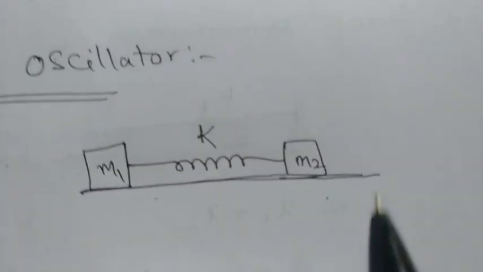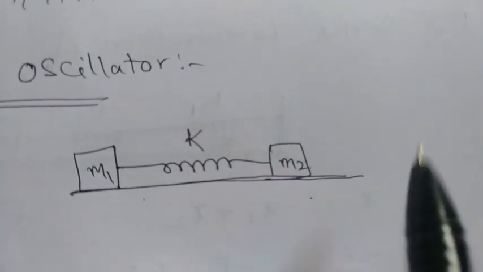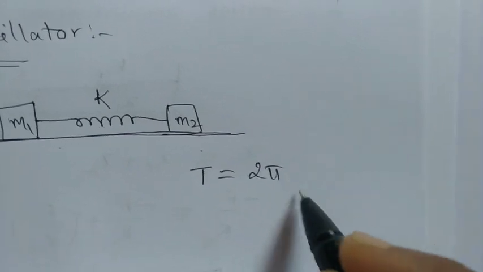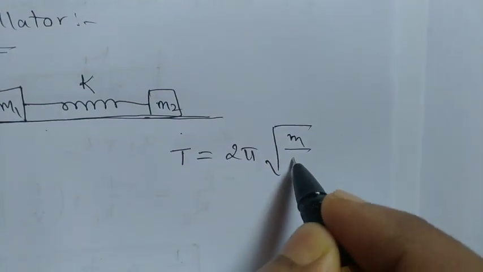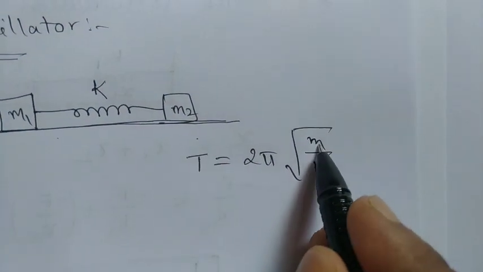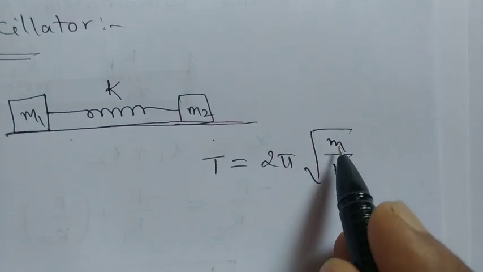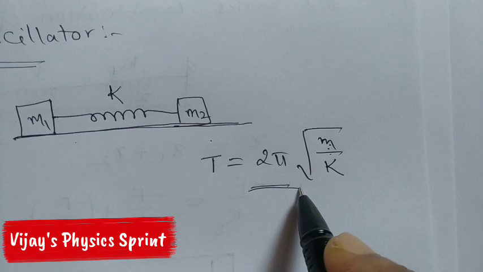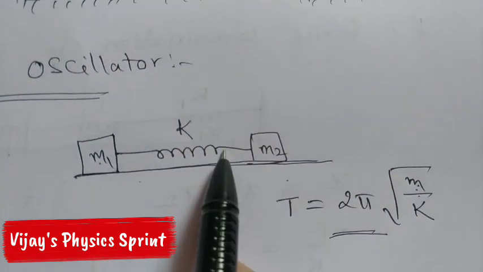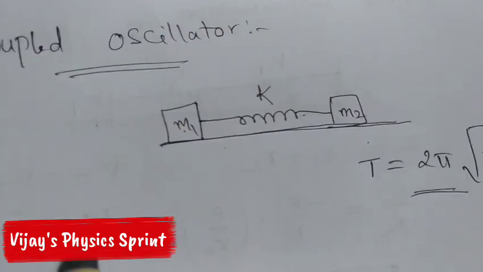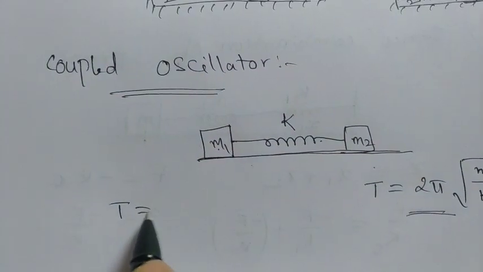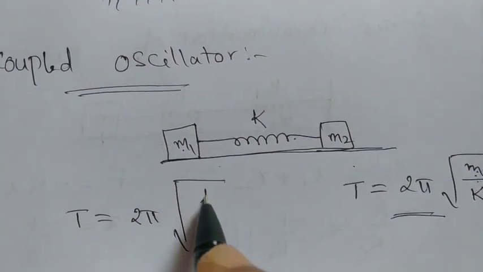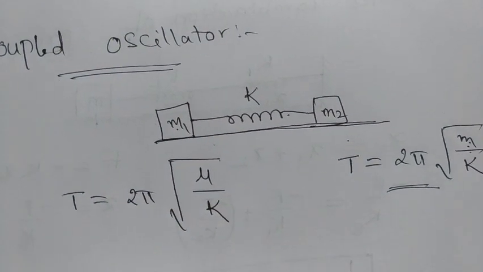If only one block is attached, then the time period, we already know, is T equal to 2 pi root over M by K. This is for one block. If only one block is attached to the end of the spring, then this is the time period equation. Now here two blocks are attached. Then in this case, the time period of this coupled oscillator can be written as T equal to 2 pi root over mu by K.